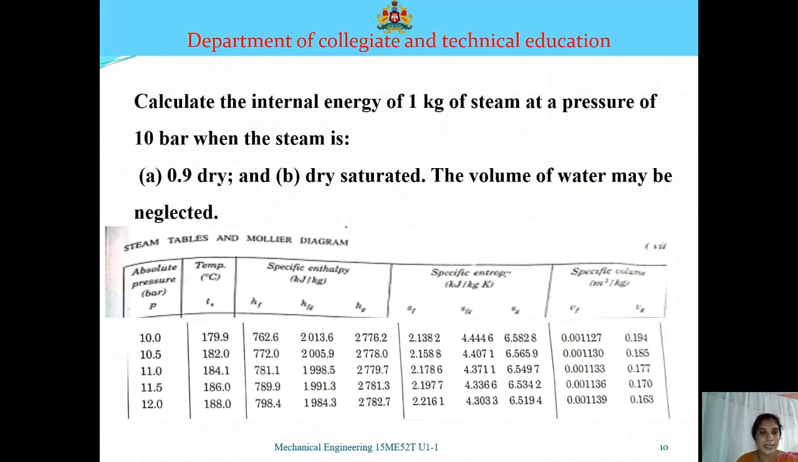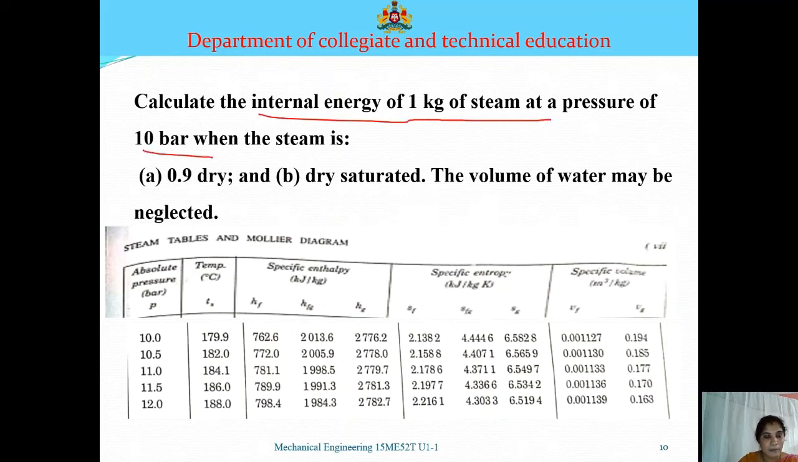So let us take the example. In this particular problem, let us read the problem once. Calculate the internal energy of 1 kg of steam at a pressure of 10 bar when the steam is 0.9 dry. Second one is dry saturated. The volume of water may be neglected. For this particular condition, let us find the internal energy for 1 kg of the steam.